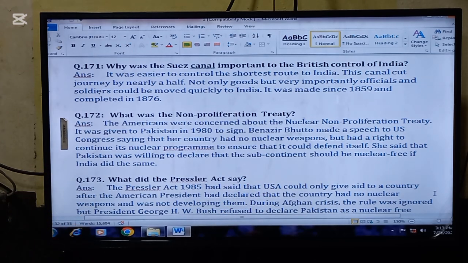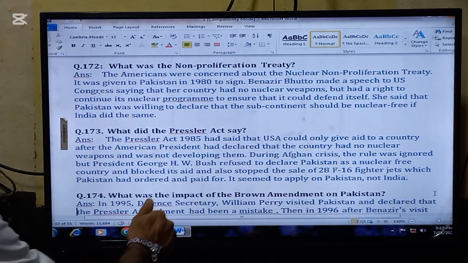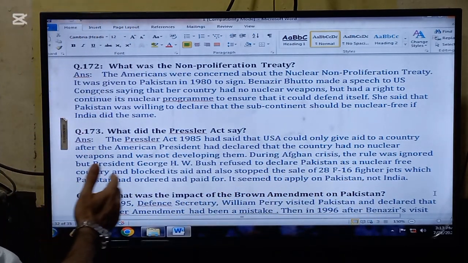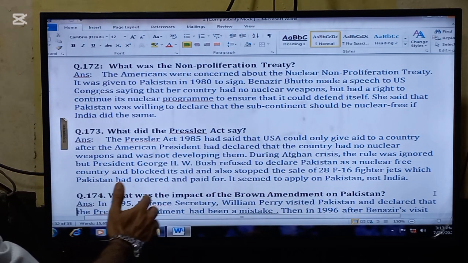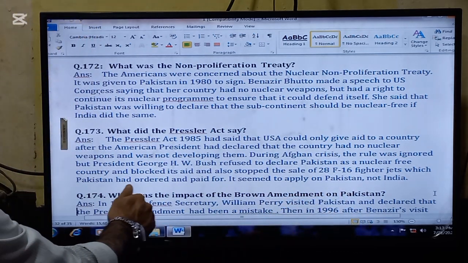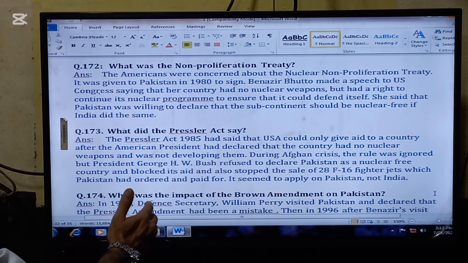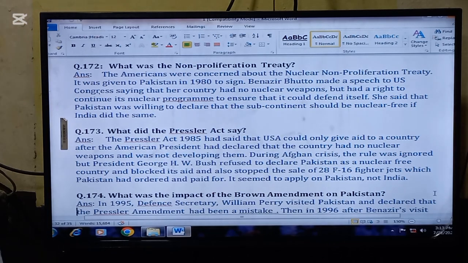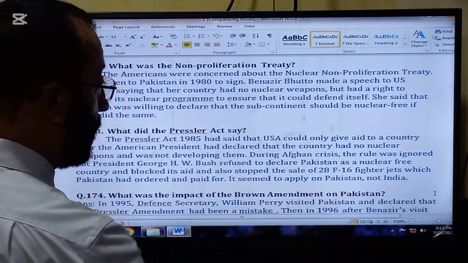The next important question for today is, what did the Pressler Act say? The Pressler Act 1985 had said that the USA could only give aid to a country after the American president had declared that the country had no nuclear weapons and was not developing them. During the Afghan crisis, the rule was ignored, but President George W. Bush refused to declare Pakistan a nuclear-free country and blocked its aid, and also stopped the sale of the 28 F-16 fighter jets, which Pakistan had ordered and paid for. It seemed to apply to Pakistan, not India.